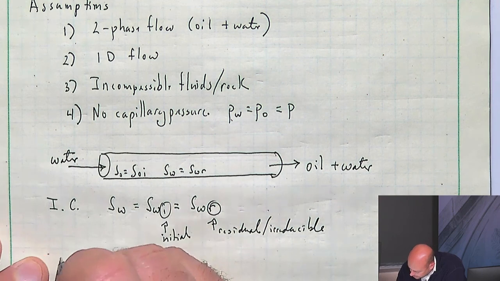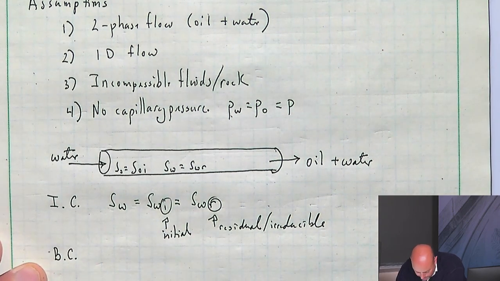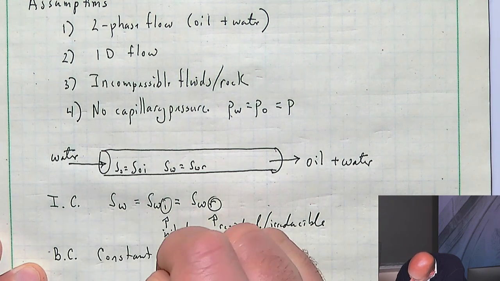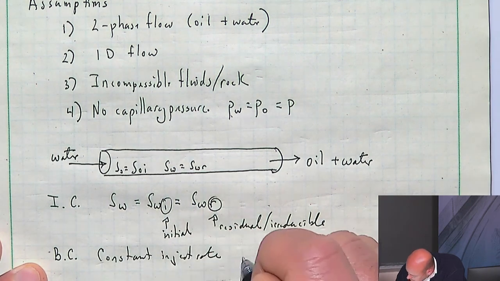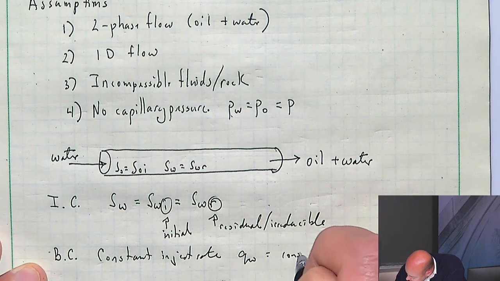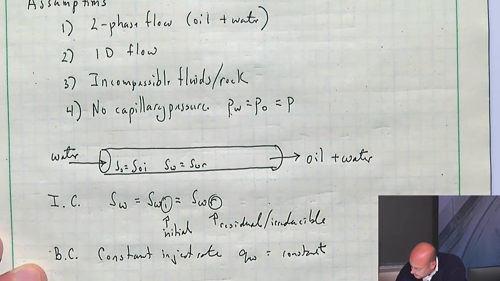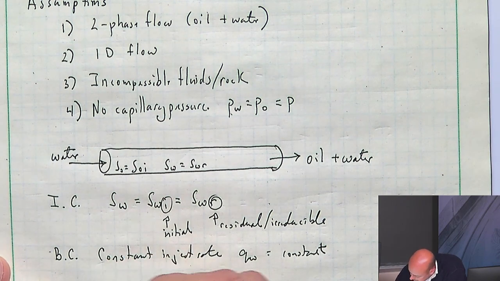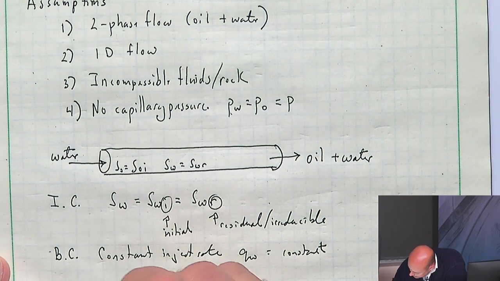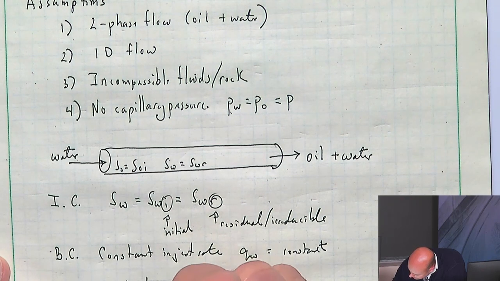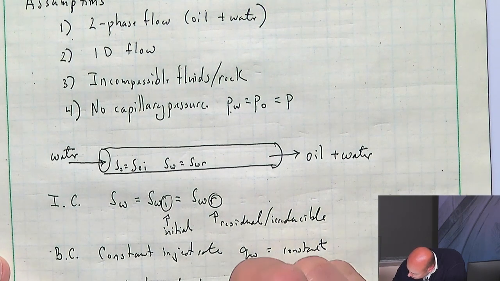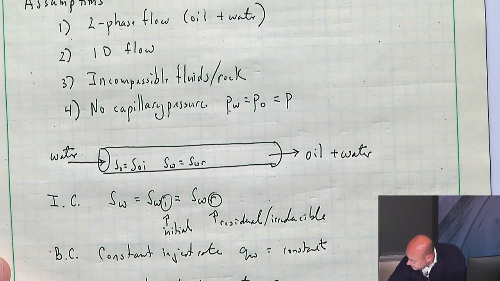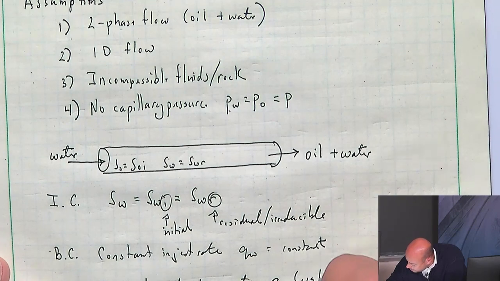Okay, well, you need boundary conditions as well. Our boundary condition is a constant injection rate, so QW is constant, so you're only going to be injecting water. And then the other one is a constant production rate, Q, and that could be water plus oil.